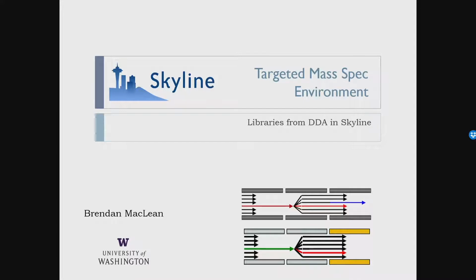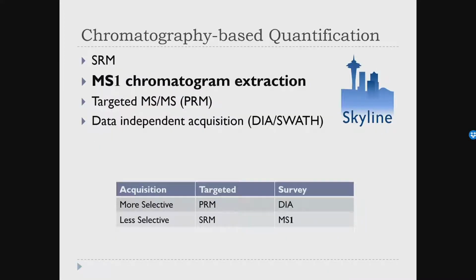So Skyline has grown from a targeted proteomics environment to a targeted mass spec environment. I don't seem to have any power. I'll just go like this. Okay, so yeah, now it supports both proteomics, peptides, and small molecules. At its heart, when I was trying to describe what Skyline is, because it was once an SRM tool, but it now does sort of anything where there's chromatogram extraction. And today, this morning in the SkyJam, we're going to focus on one particular application, MS1 chromatogram extraction.